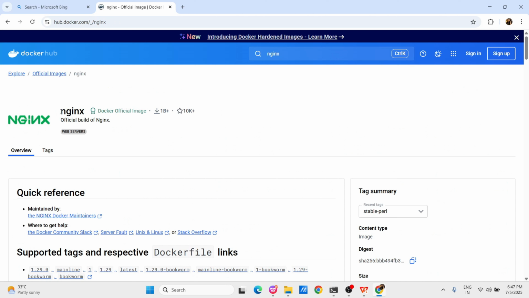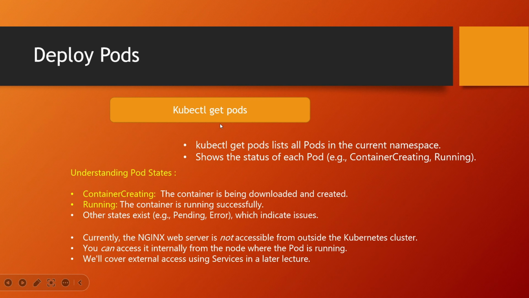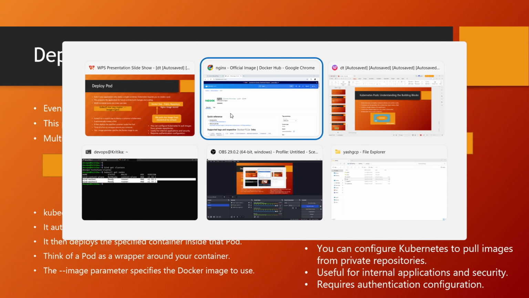So this particular nginx image will be downloaded onto your Kubernetes cluster inside the worker node, and then it will deploy this particular nginx image inside a pod, inside a container, right? The same thing I explained in the diagram as well. So from the Docker Hub public repository, you have the nginx image already stored. So Kubernetes will pull that particular image from Docker Hub by default. So let's quickly run this particular command.